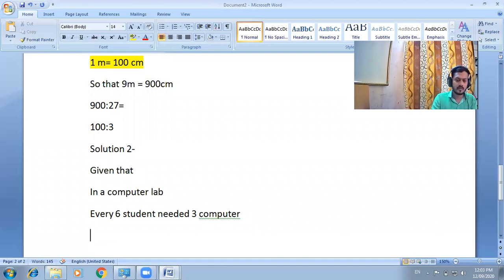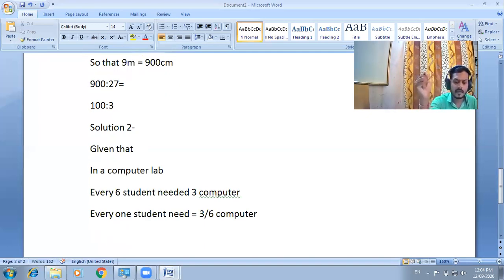Okay, so every one student needs how many computers? Means 3 by 6 computer. Okay, but given that for every 24 students, with 24 students needed, how many computers?